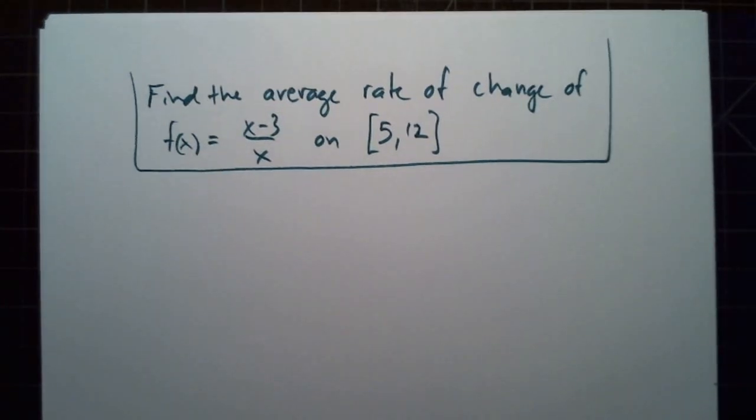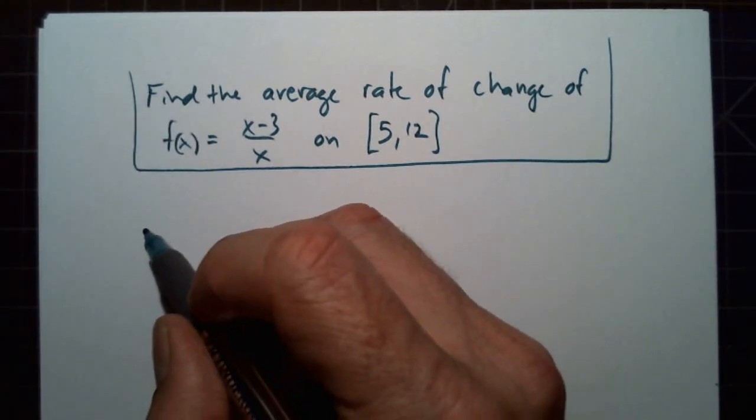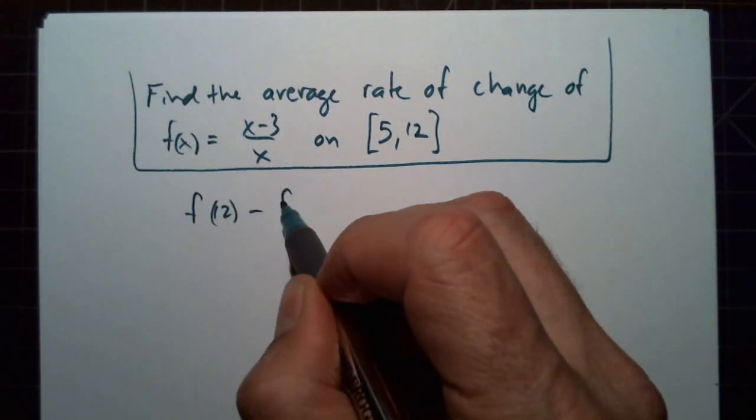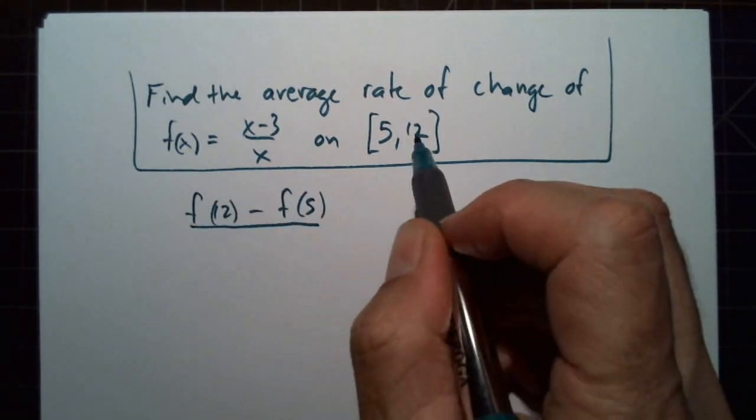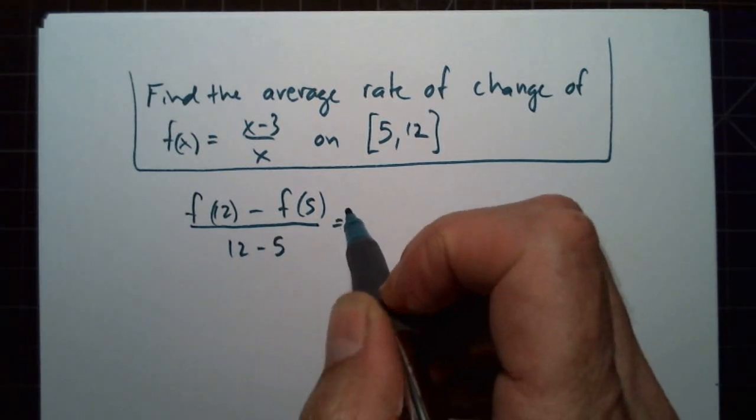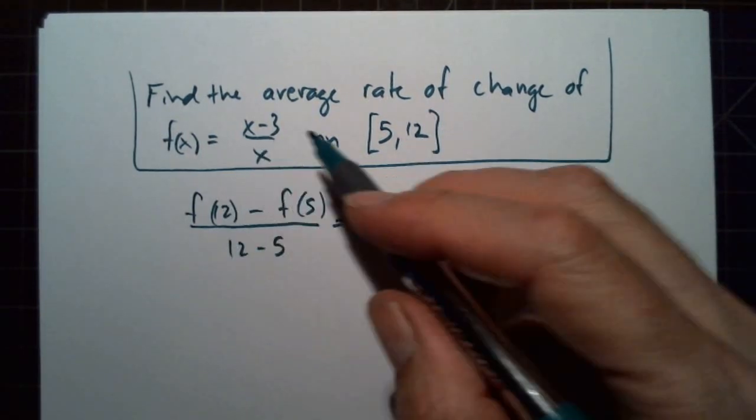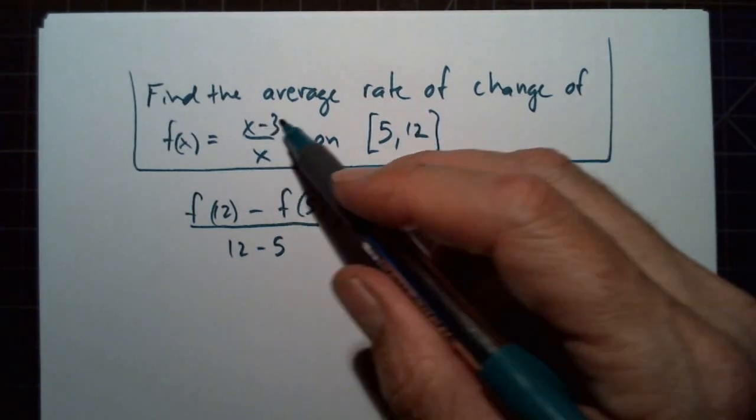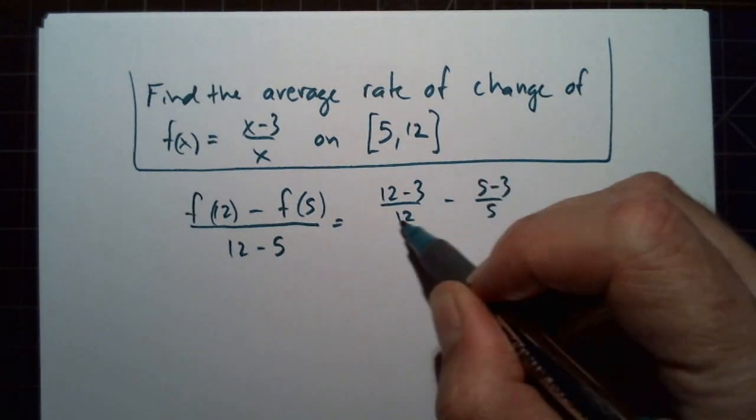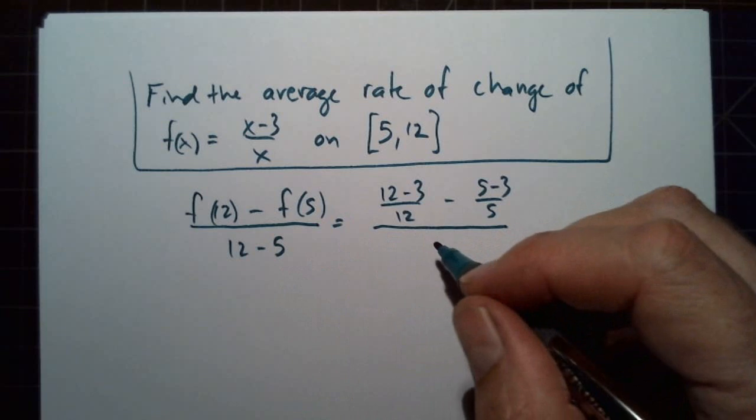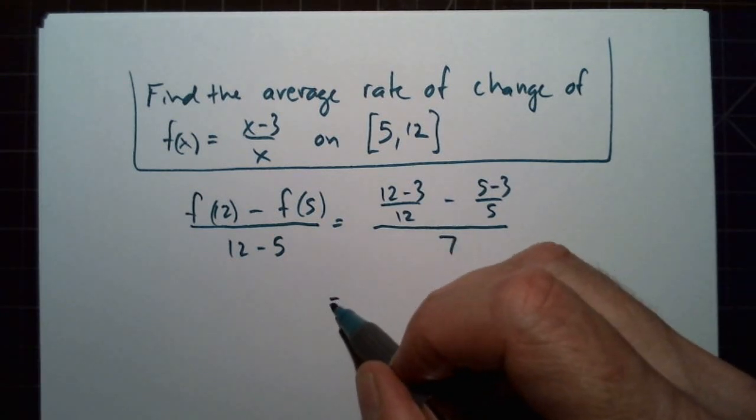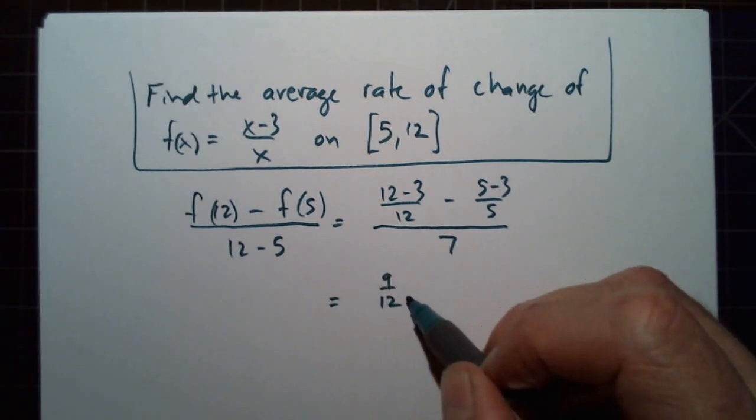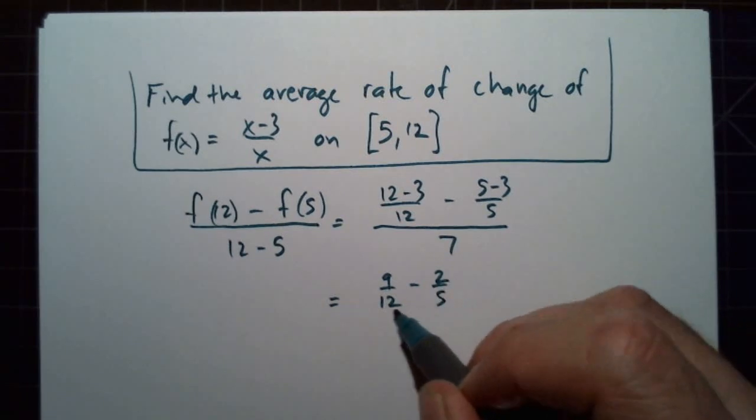Okay, pause the video and try that one. So we have f of 12 minus f of 5 over 12 minus 5. And now we'll just put a 12 into that. 12 minus 3 over 12. And then we'll do 5 minus 3 over 5. 12 minus 5. So 9 over 12. We have 2 over 5.